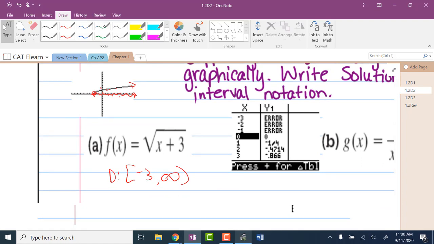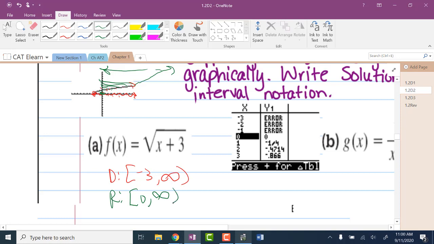What's the range? Well, it's the y's that are covered. What happens when I plug in negative 3? I end up getting 0. And then when I plug in these other x values, the range values actually are here. These are the corresponding y coordinates. And this does rise forever, just slow. So it does have a range value of all the way to infinity.